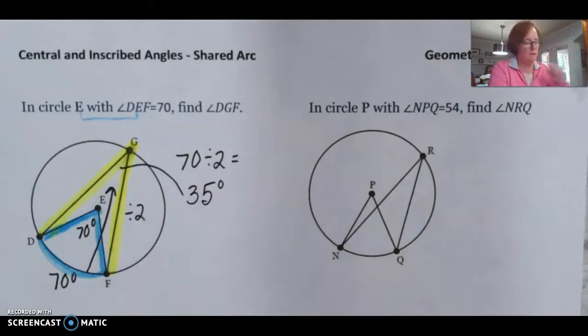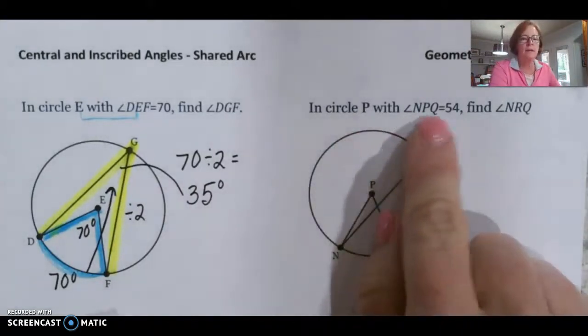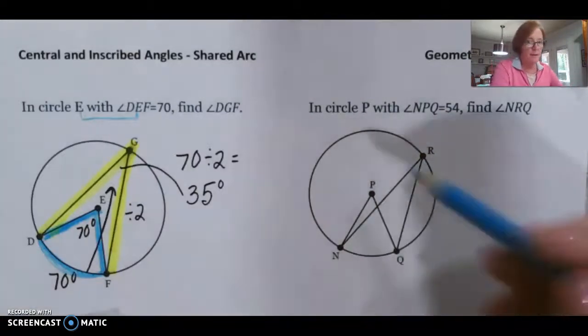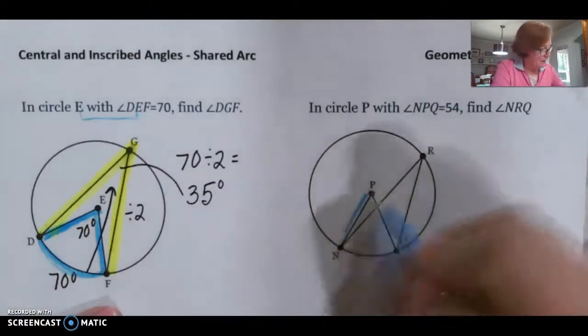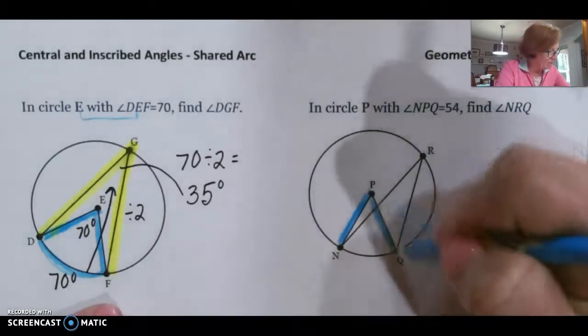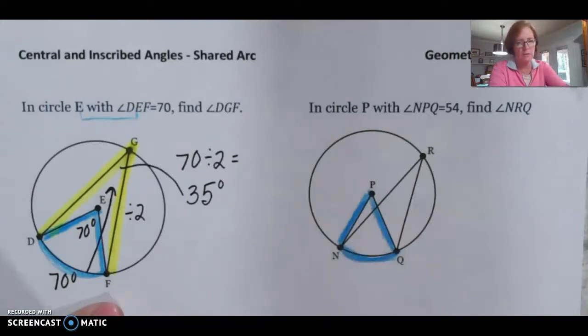Okay, let's do another one. Circle P with NPQ. I know already that this is a central angle because it has the letter P in the middle. I'm going to pick up my blue pencil and color it blue because it's going to be big. I'm also coloring the arc that it's making blue because they're going to be equal to each other.